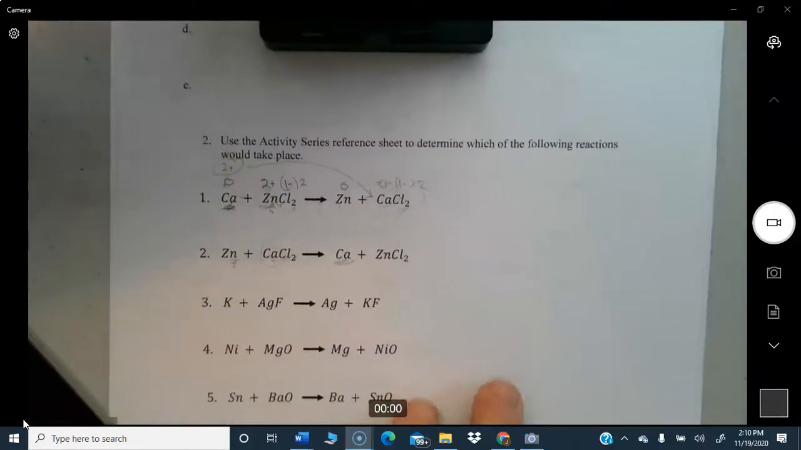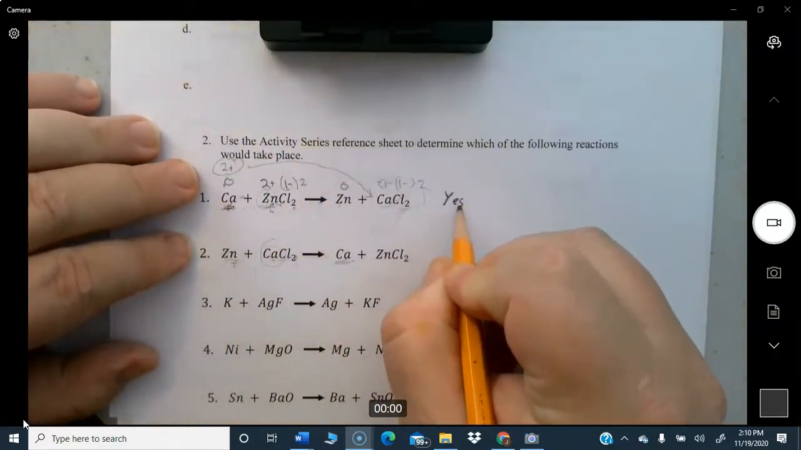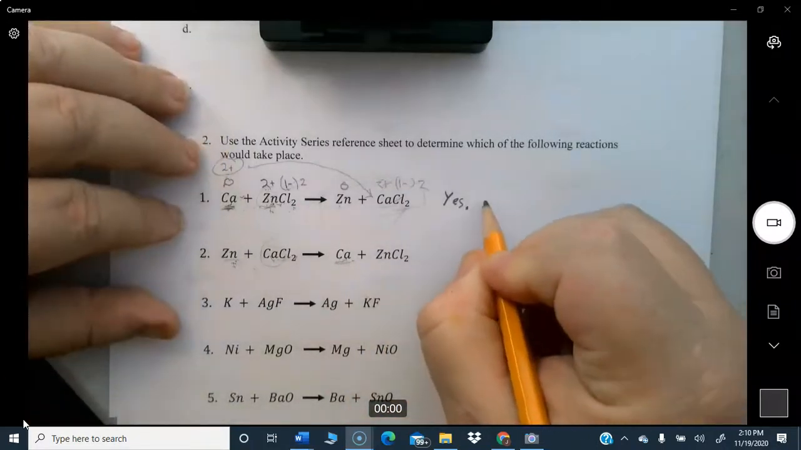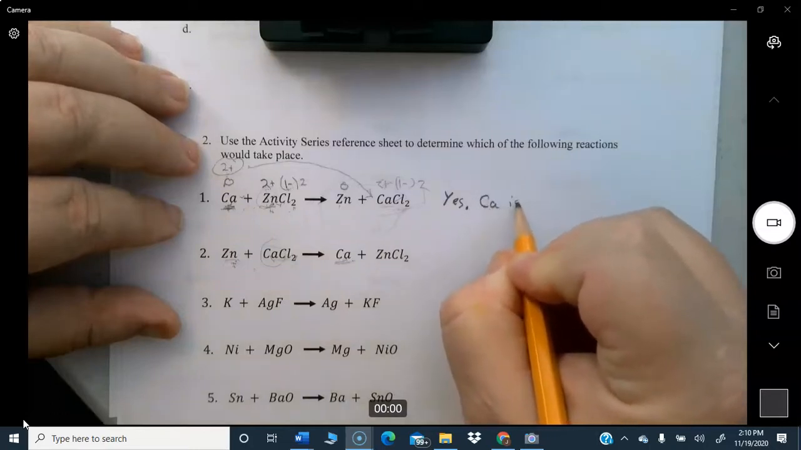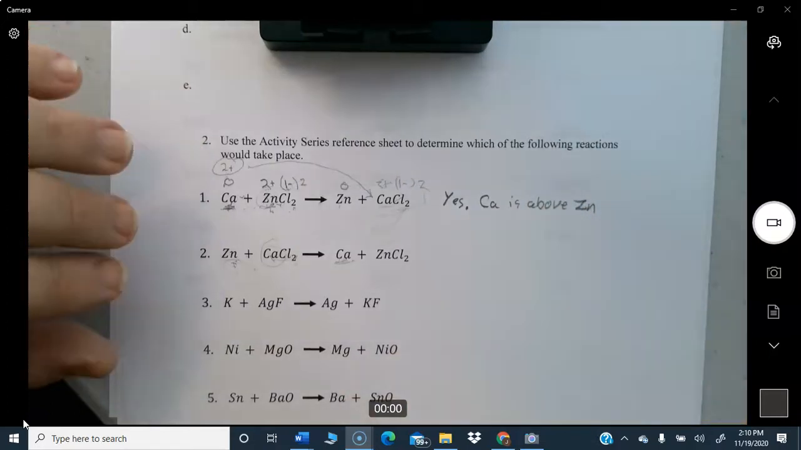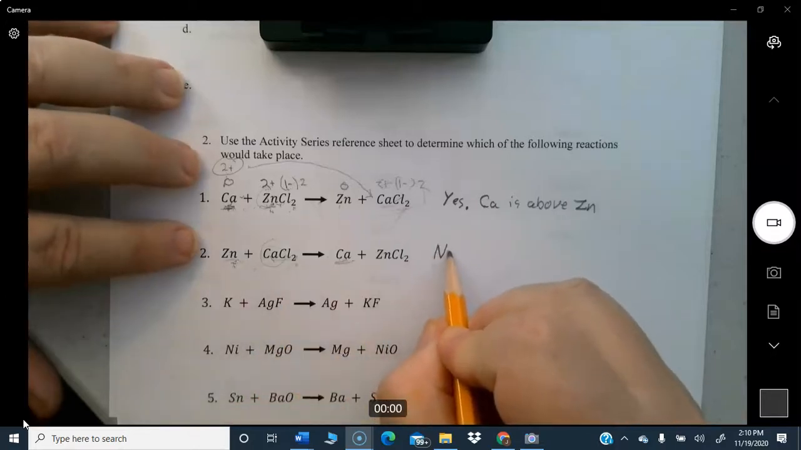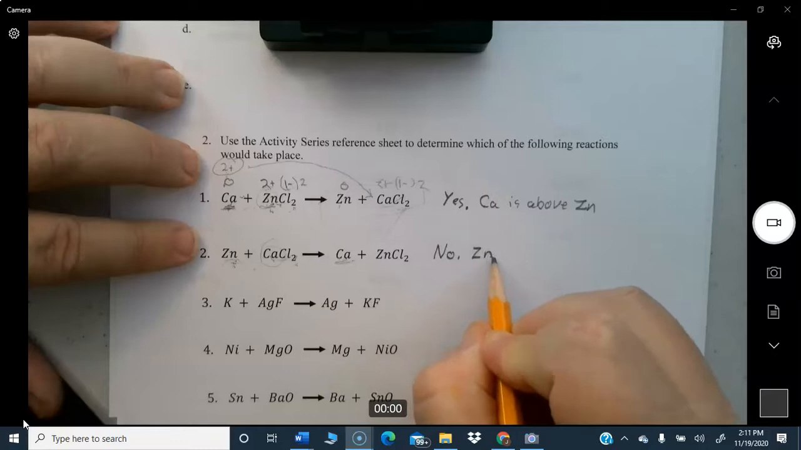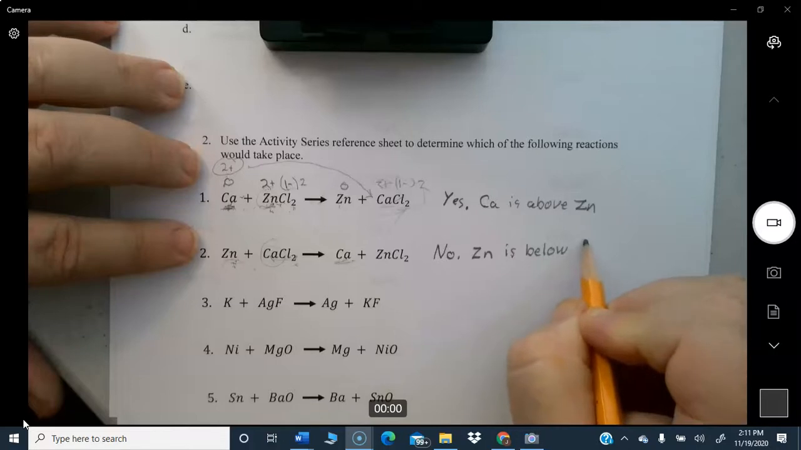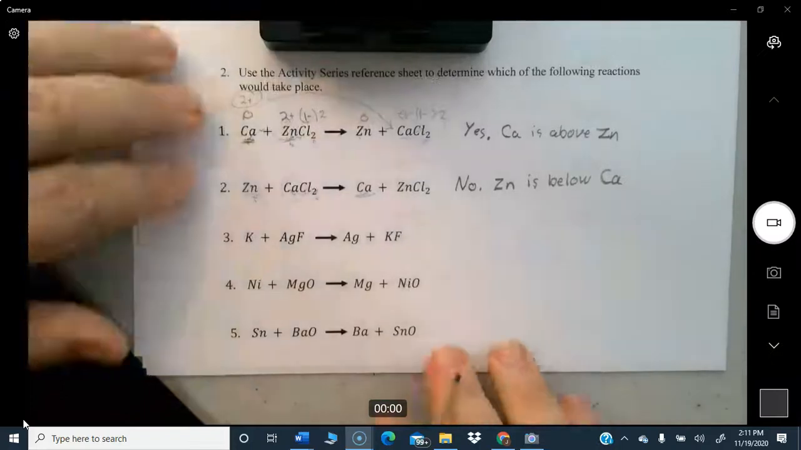It's very simple. So this one, determine whether it would take place. It's just a simple yes or no. But I want you to write out the reason just briefly, just to reinforce the concept. So calcium is above zinc. Go ahead and just write out that short sentence to reinforce why it is. Okay, this one is no. This reaction will not take place because zinc is below calcium.